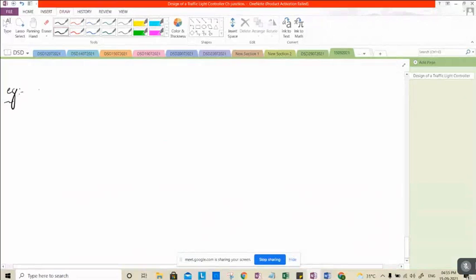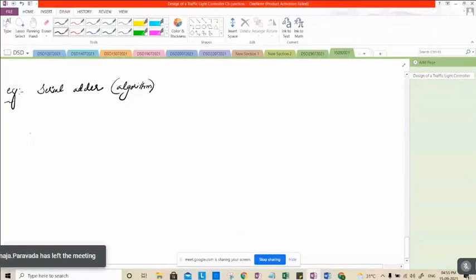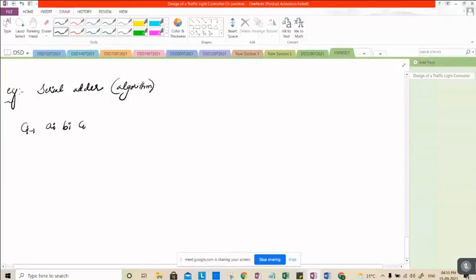Now, serial adder. Algorithm for serial adder. Can you draw it? Can you draw it? Algorithm for serial adder. Ci minus 1, Ai, Bi, Ci and Si.